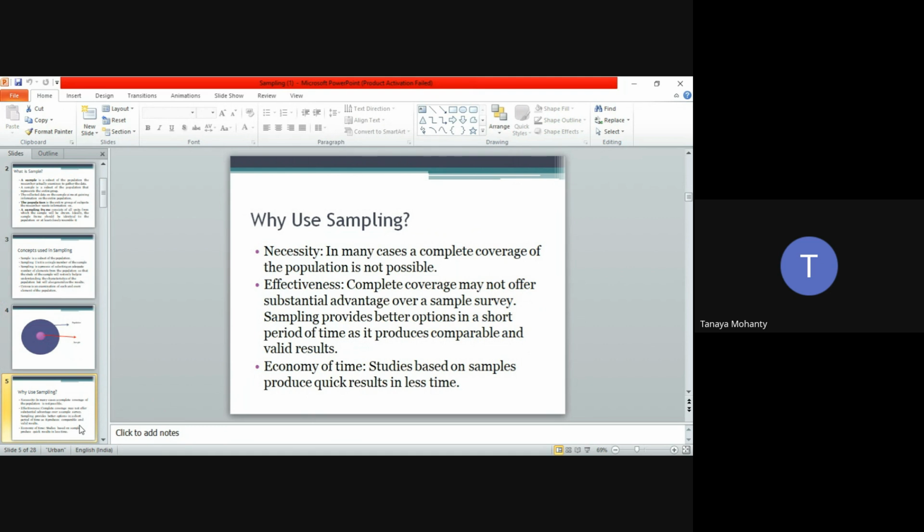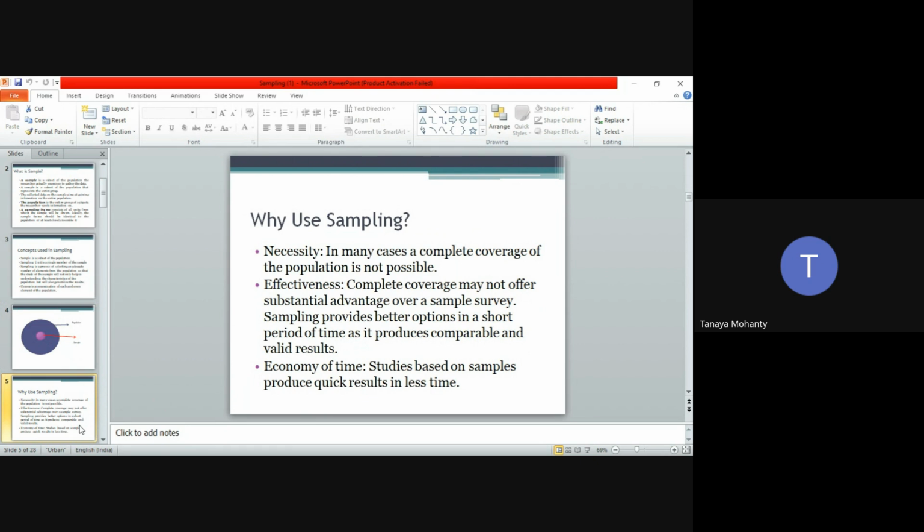So much manpower, so much resource and time is required when you are talking about census, because they are going to cover each and every unit of the population. So when you talk about the census, your sample size is 100% of the universe, and it is not always possible, and it will not produce comparable and valid results. That's the reason why we go for the sampling technique.